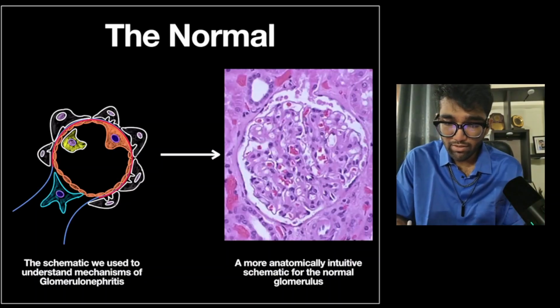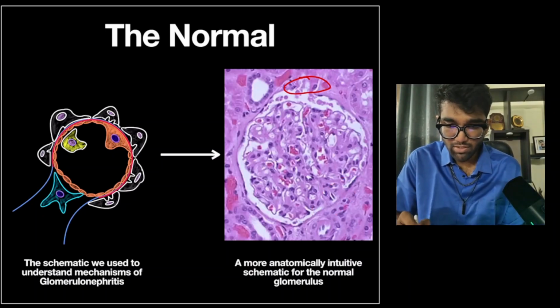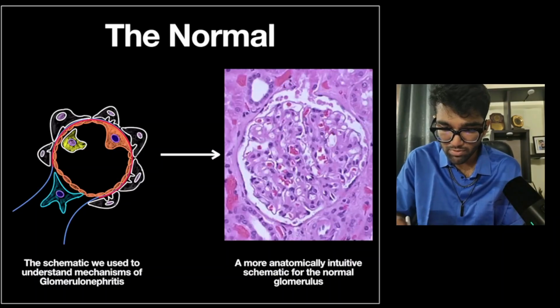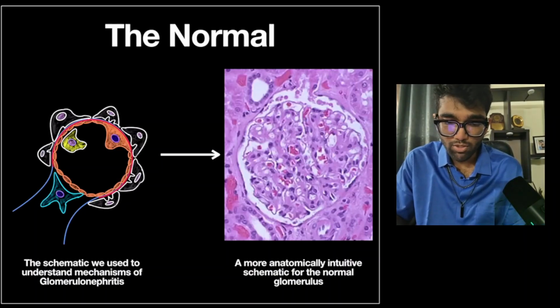Again, the proximal convoluted tubule here, the vascular pole is here, and as we've discussed previously, these would be the capillary loops. You can see some RBCs within the capillary loops, these are the RBCs, and then there's a mesangium in between. So this is the normal glomerulus.